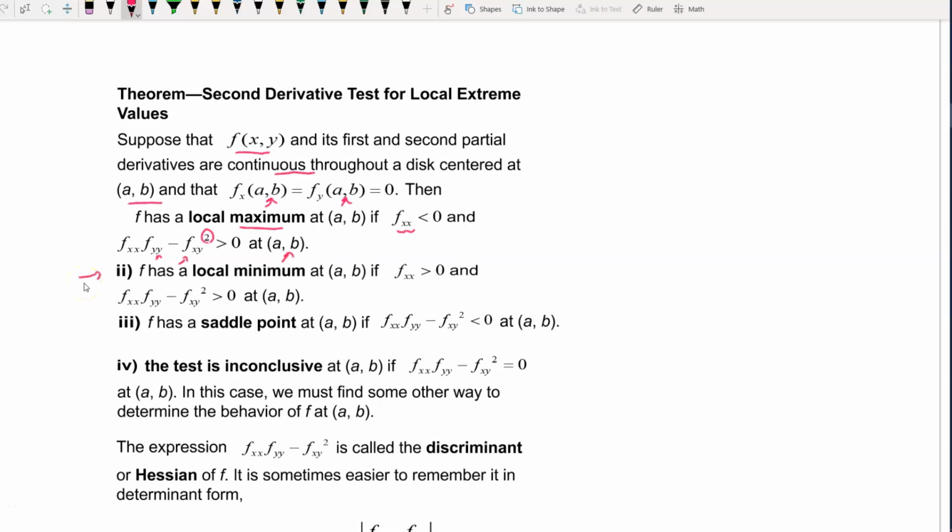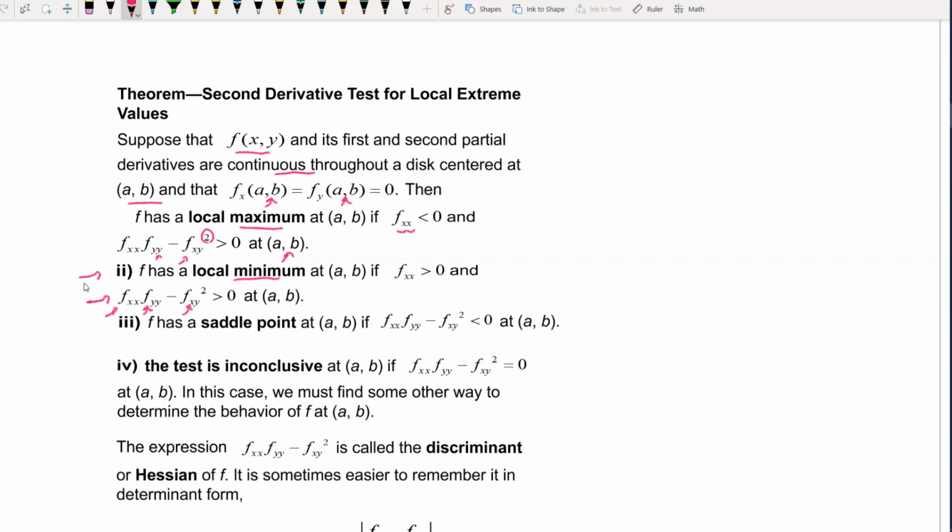So here we have: f has a local minimum at (a, b) if the partial derivative of f with respect to x, second derivative, is greater than 0, and the second partial derivative of f with respect to x times the second partial derivative of f with respect to y, minus the partial derivative of f with respect to x and then with respect to y, squared, is greater than 0 at this point (a, b).